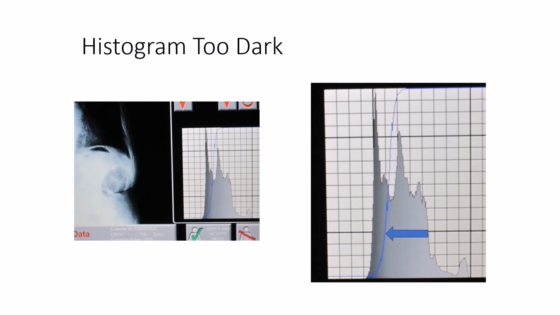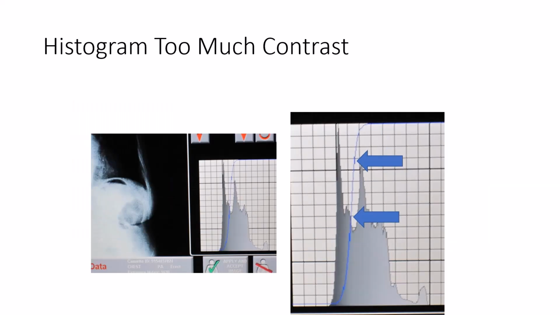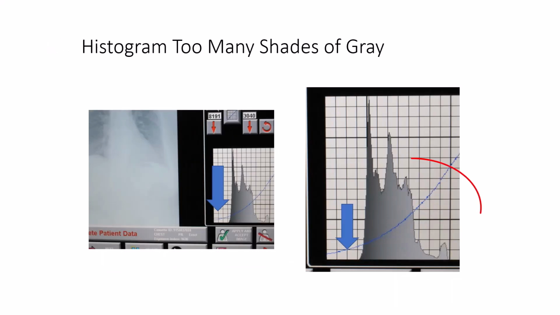Notice what happens when we move the H&D curve over to the left, and we make a more vertical slope on the H&D curve. We get a histogram that is too dark. The gradient of the slope actually controls the contrast. And we have very high contrast and over in the dark area. By flattening the gradient, we're able to show more shades of gray, so we have less contrast.